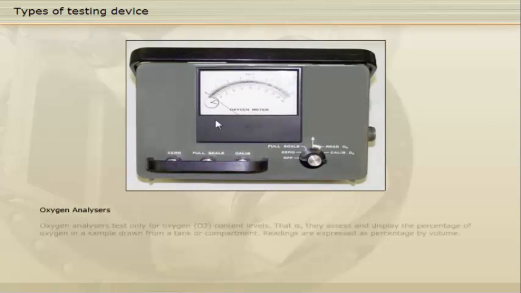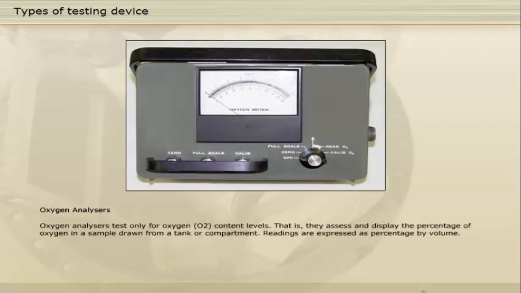Oxygen analyzers test only for oxygen content levels. That is, they assess and display the percentage of oxygen in a sample drawn from a tank or compartment. Readings are expressed as percentage by volume.